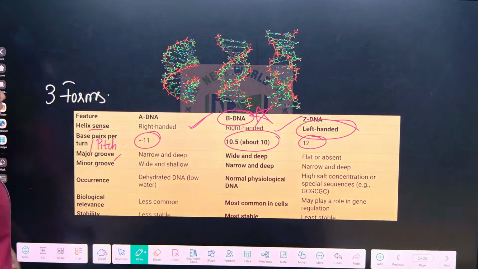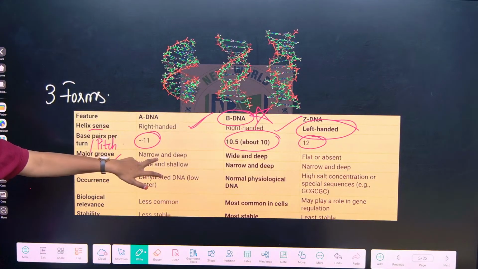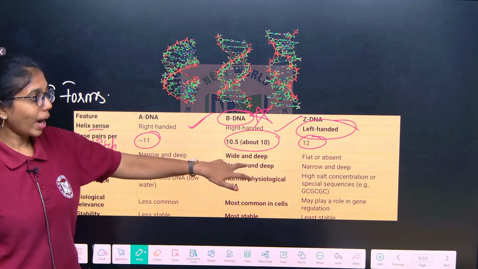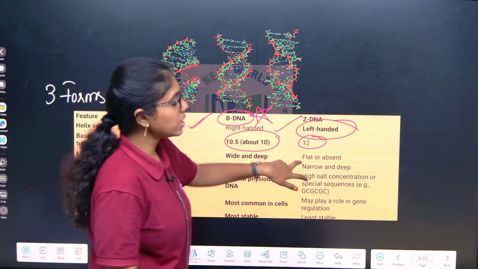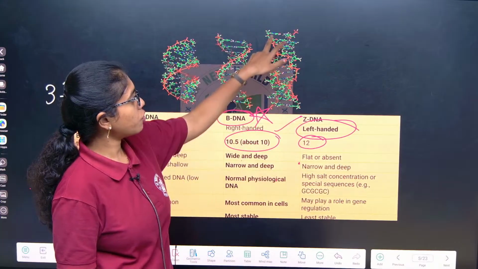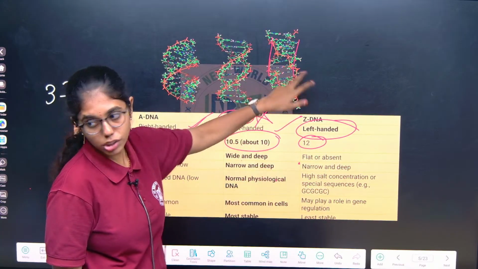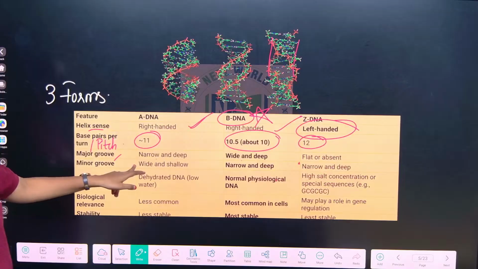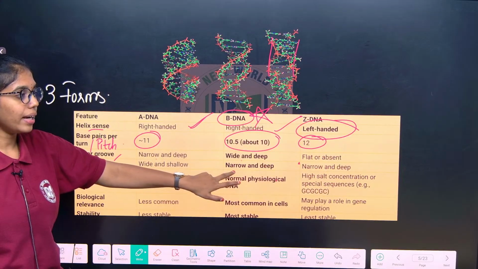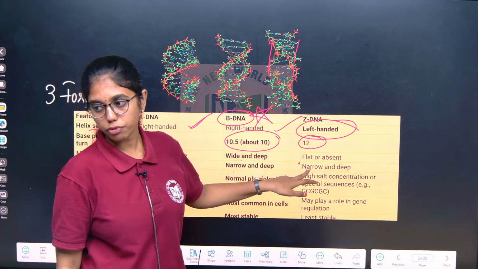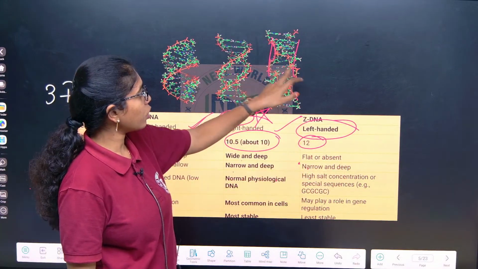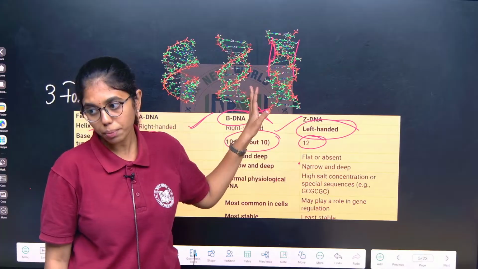Major groove and minor groove. Major groove is narrow and deep for A form of DNA. It is wide and deep for B form of DNA. Flat or absent in Z form. Can you see? It is flat or absent. Major groove is not present. Minor groove is wide and shallow here, narrow and deep in B form of DNA, and narrow and deep in Z form of DNA. Minor grooves you can see, but no major grooves are present.